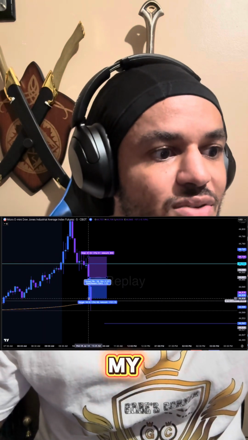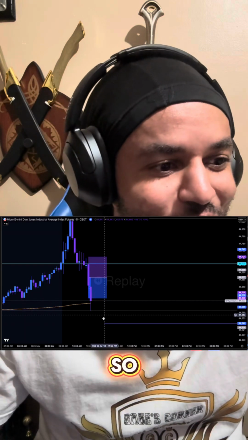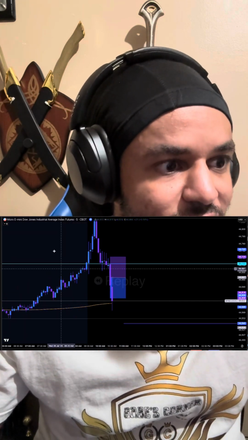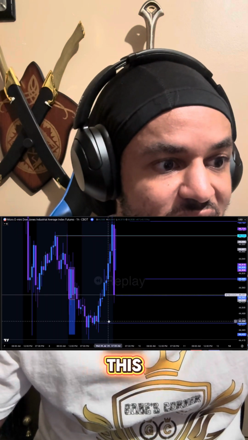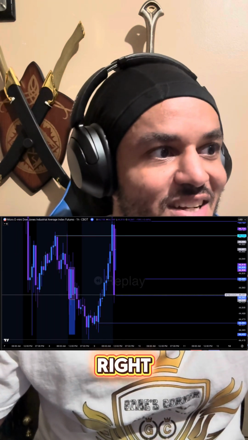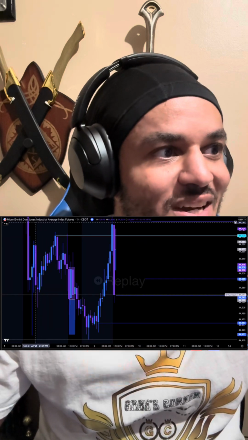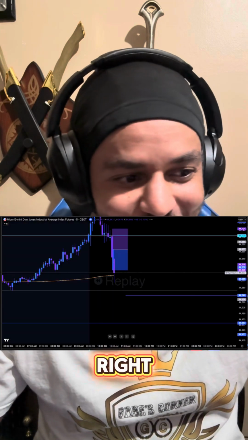And then I let my running position. So this is where I kind of messed up. So we were trying to target. Let me zoom out so you can see exactly what we were trying to target. At this point, we're trying to target this 1 hour demand, right? So as we continue, we're going to see that price got right there, right above my alert.